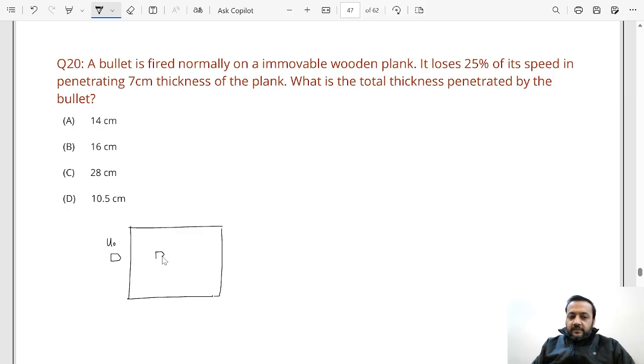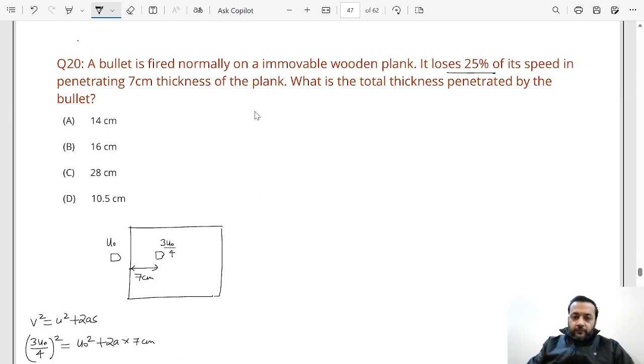Now after moving through the 7 centimeters, it loses 25% of the speed. That means its speed becomes 3 u0 by 4, because 25% means u0 by 4, 1 by 4 basically. So if it has lost 25% of the speed, that means its speed becomes 3 u0 by 4. So using v square equals u square plus twice as. Okay, so here the v becomes 3 u0 by 4 square equals u0 square plus twice into acceleration into displacement, which is 7 centimeters.